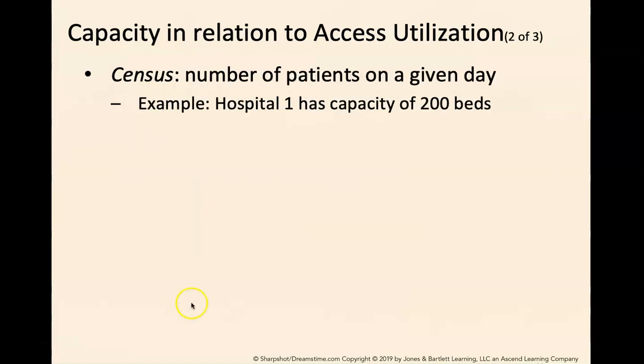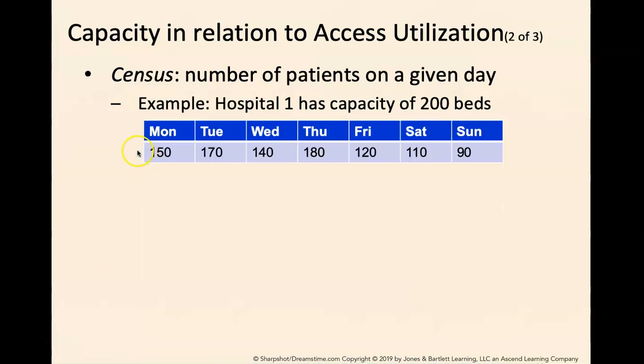Now, census is the number of patients on any given day. So, example, let's look at this data on census that's out here. So, these are census on any given day, and we're looking at a 7-day period. So, if hospital 1 has capacity of 200 beds, they were actually not able to fill it up. They were only filling up this much beds.